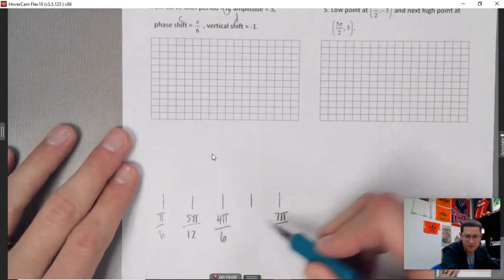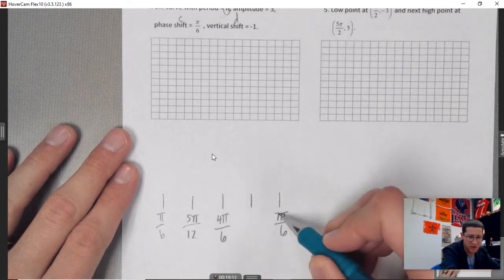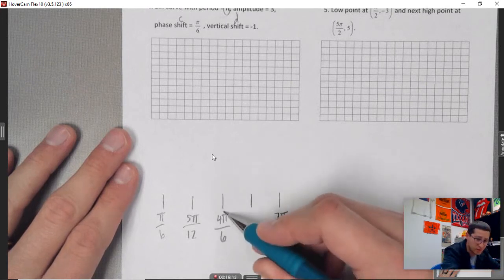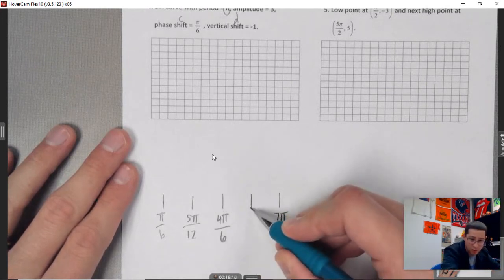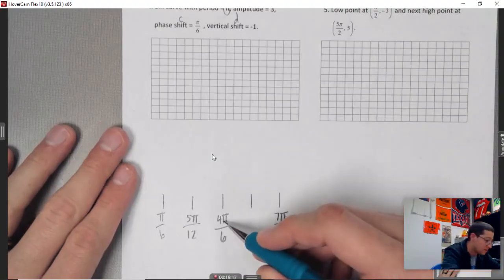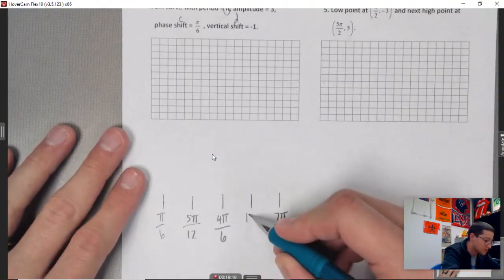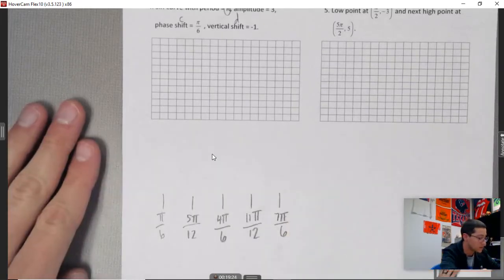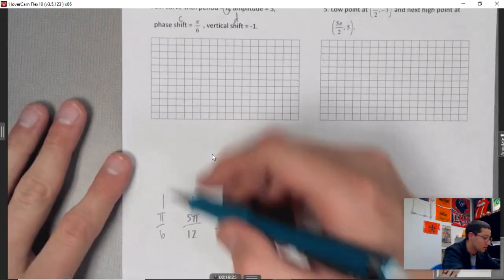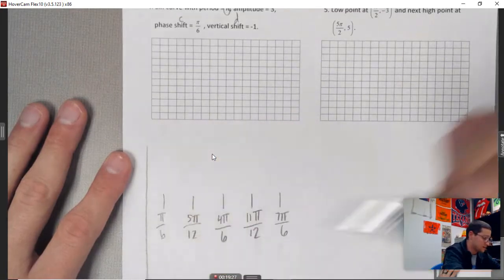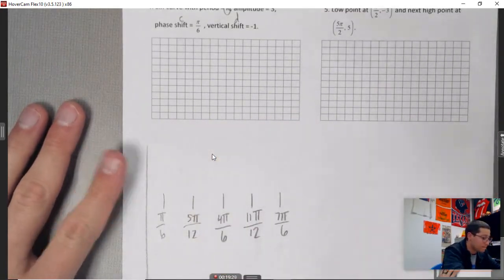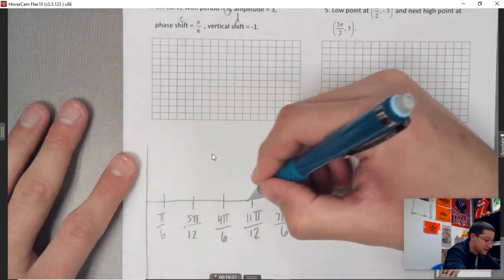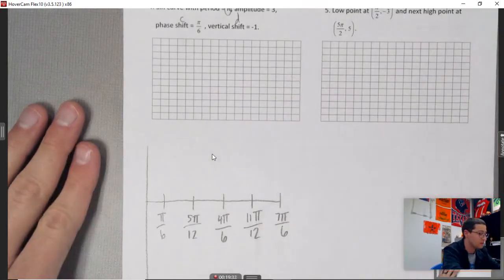4 pi over 6 to 7 pi over 6, we're adding 3 pi over 6. So in other words, from here to here, we're adding 1.5 pi over 6. So that's 5.5 pi over 6, which is 11 pi over 12. All right, so we have our values there. The y is somewhere over there. Okay, there's my x-axis. Cool.